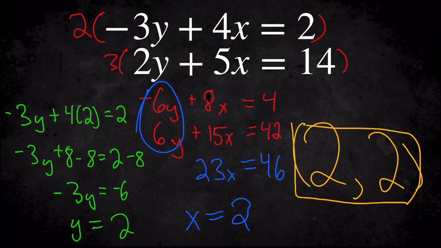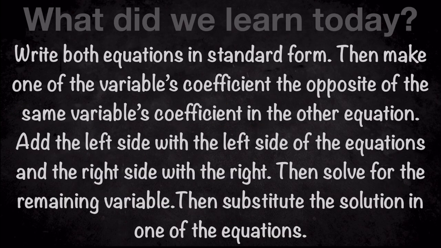Now that we saw these problems, let's review what we learned today. We learned to solve a system of linear equations by elimination. Write both equations in standard form. Then make one of the variable's coefficients the opposite of the same variable's coefficient in the other equation. Add the left side with the left side of the equations and the right side with the right side. Then solve for the remaining variable. Then substitute the solution in one of the equations.